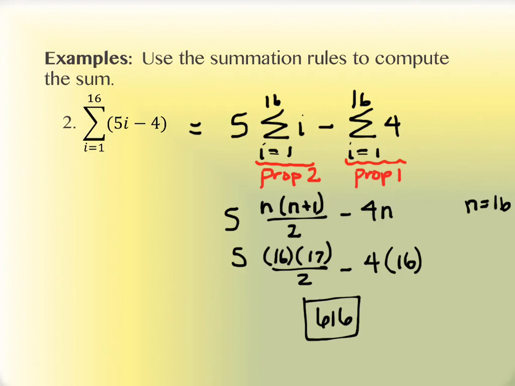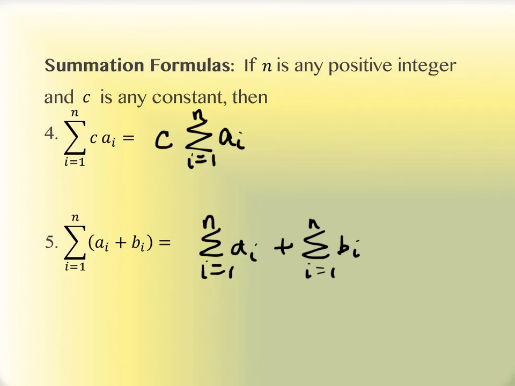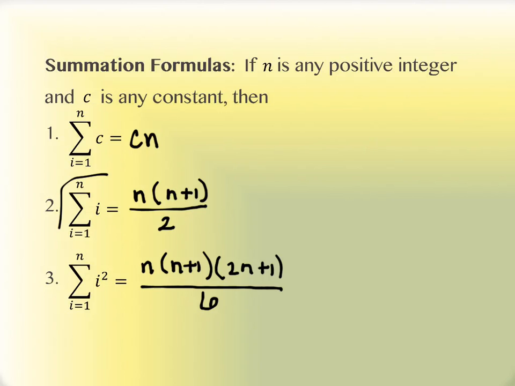Yes, Samantha? How do you know the first one is the second property? Because it matches. It looks just like it. So you're just looking to identify which one it looks like. The second property has an I here, and that was exactly what ours had, just plain old I. The only difference is that instead of having n on top, we had 16 on top. That's why we identified that n is 16. Okay, so it's a matching exercise.